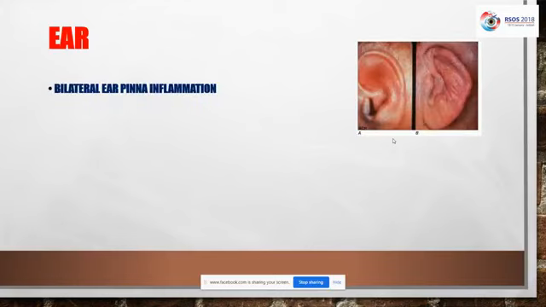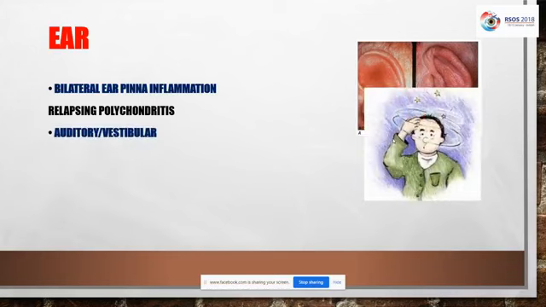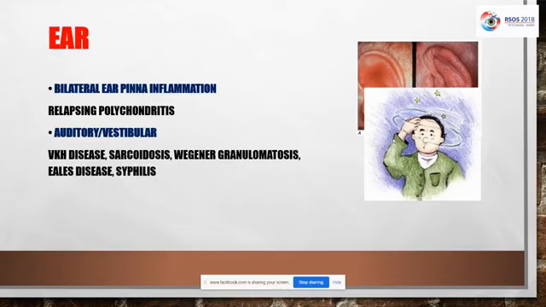For example, if you have a patient with bilateral ear pinna inflammation and a history of recurrent inflammation in the auricle, you need to exclude relapsing polychondritis. If you have a patient with auditory and vestibular symptoms, there is a broad spectrum of diseases that can cause auditory and vestibular symptoms, as a pathology of the vestibulocochlear nerve or as one of the symptoms of the disease itself. So Vogt-Koyanagi-Harada can present with auditory and vestibular symptoms, as can sarcoidosis, Wegener's granulomatosis, Eales disease, and syphilis.